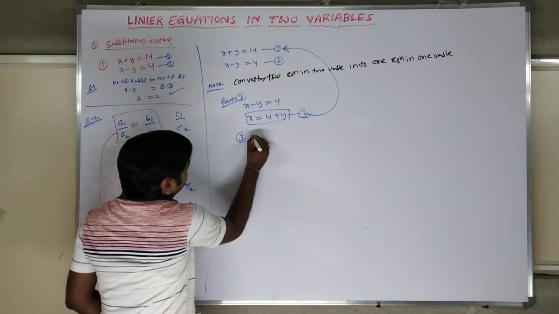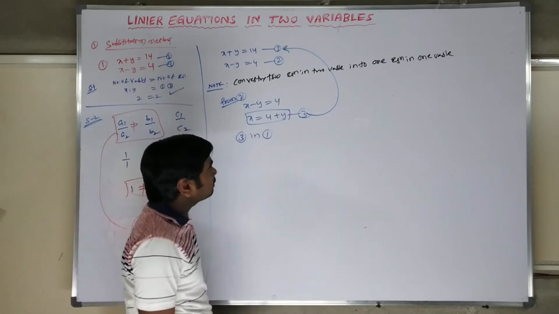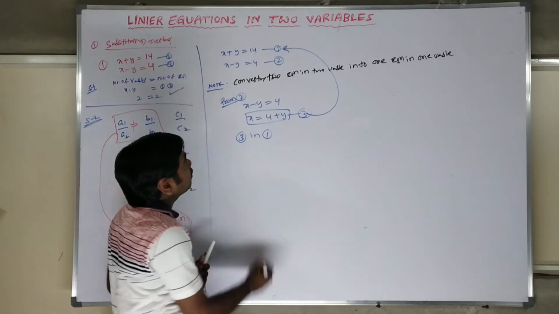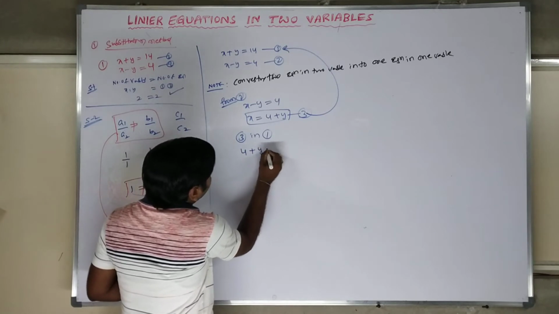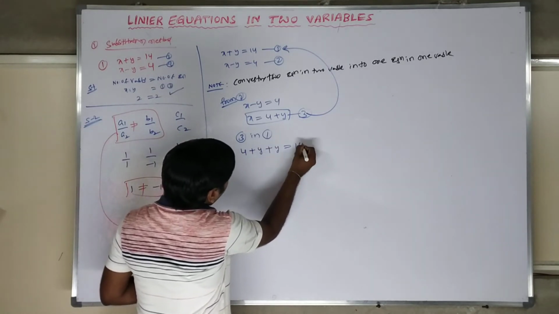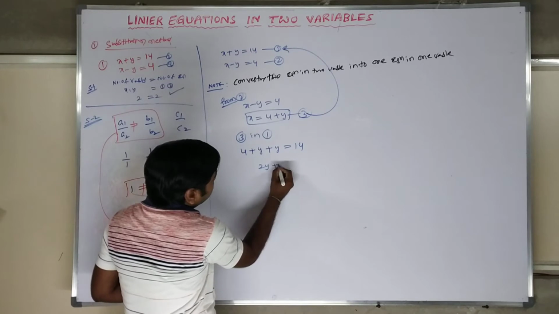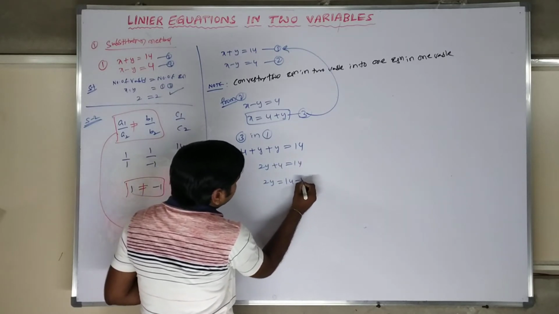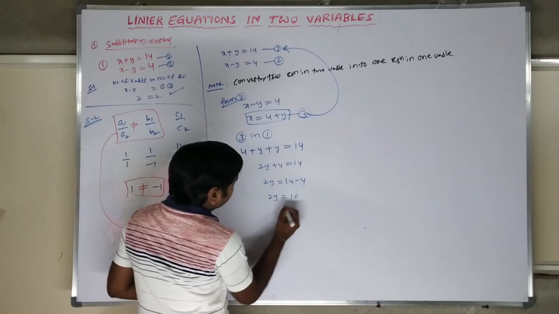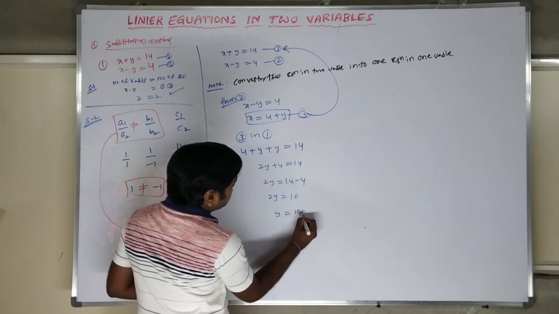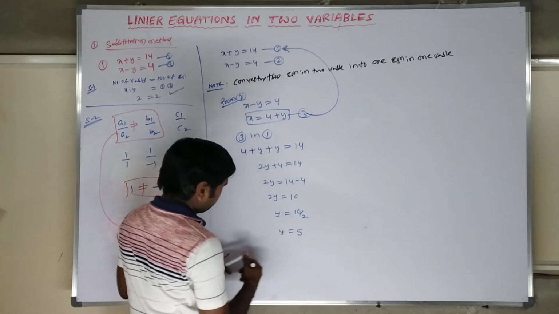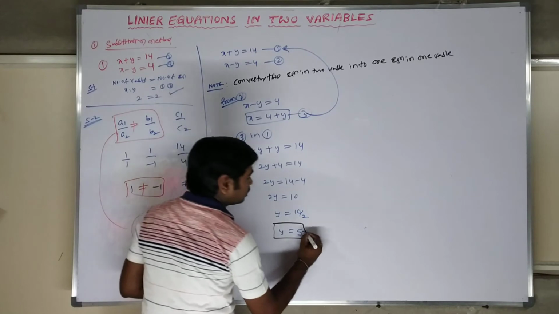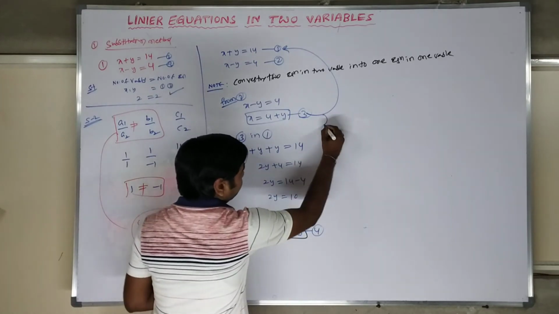So 3 in 1. When you substitute equation number 3 in equation number 1, what are you going to get? Here, in the place of x you can substitute 4 plus y. So 4 plus y plus y is equal to 14. So 2y plus 4 is equal to 14. So 2y is equal to 14 minus 4. 2y is equal to 10. Then y is equal to 10 by 2. y is equal to 5. So you got your answer, y is equal to 5. We got one answer. This is equation number 4.